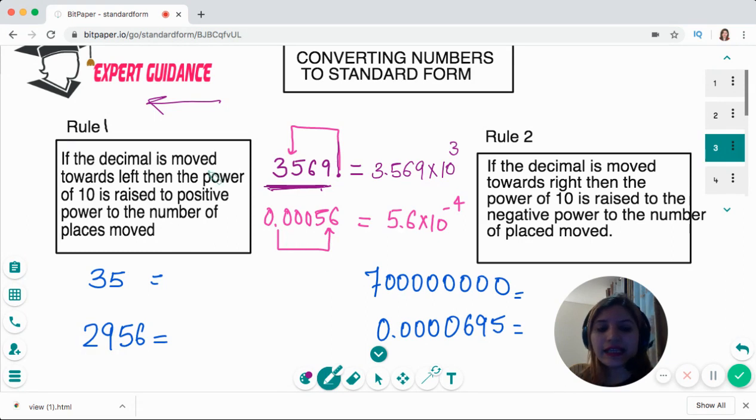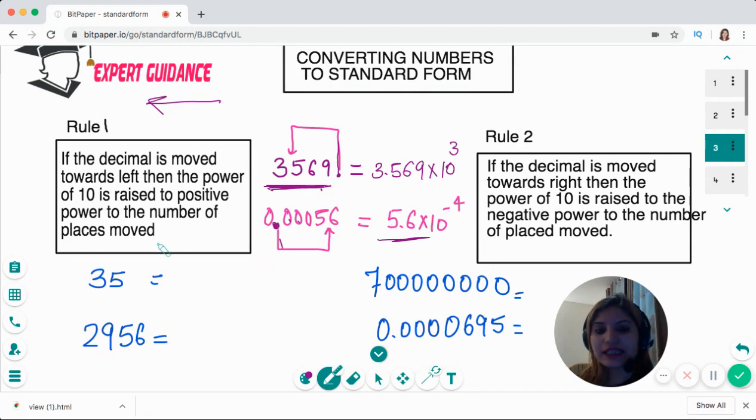Now, let's take another example. Here, the decimal is already there and you don't have to move it to the left. You have to move it to the right. So whenever you move a decimal to the right, it means that the power will go negative. So the decimal is here. To make that into standard form, the decimal has to come after 5 so that it results in a number less than 10. So we'll move it 1, 2, 3, 4 places. So it becomes 5.6 times 10 to the power minus 4. I hope this is clear to you.